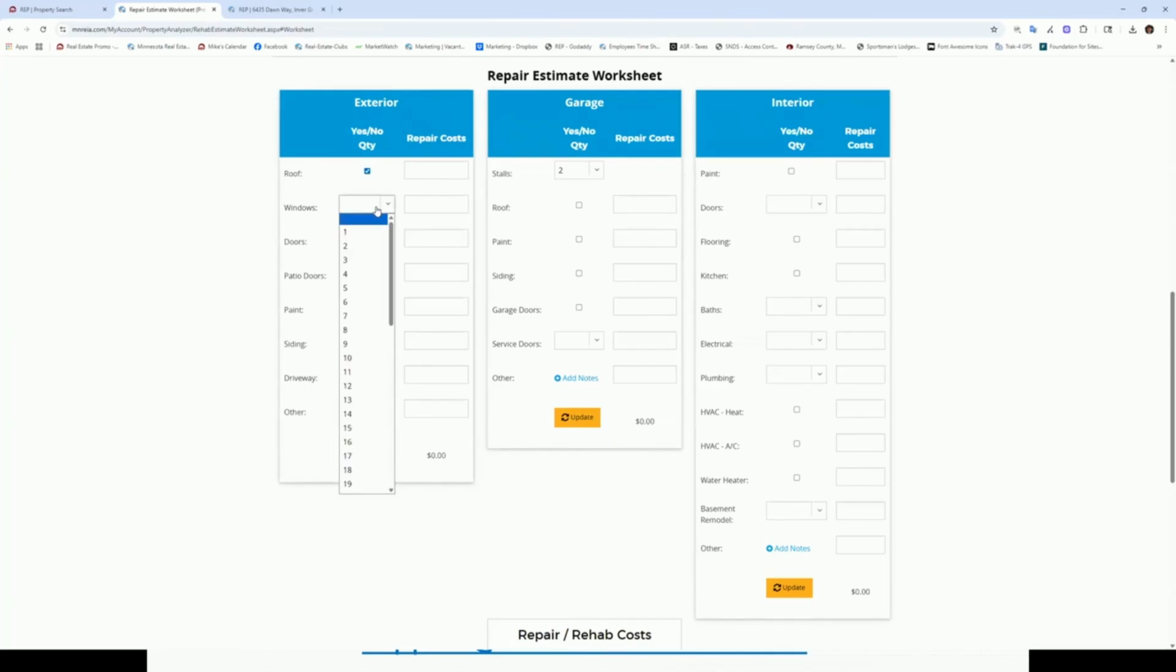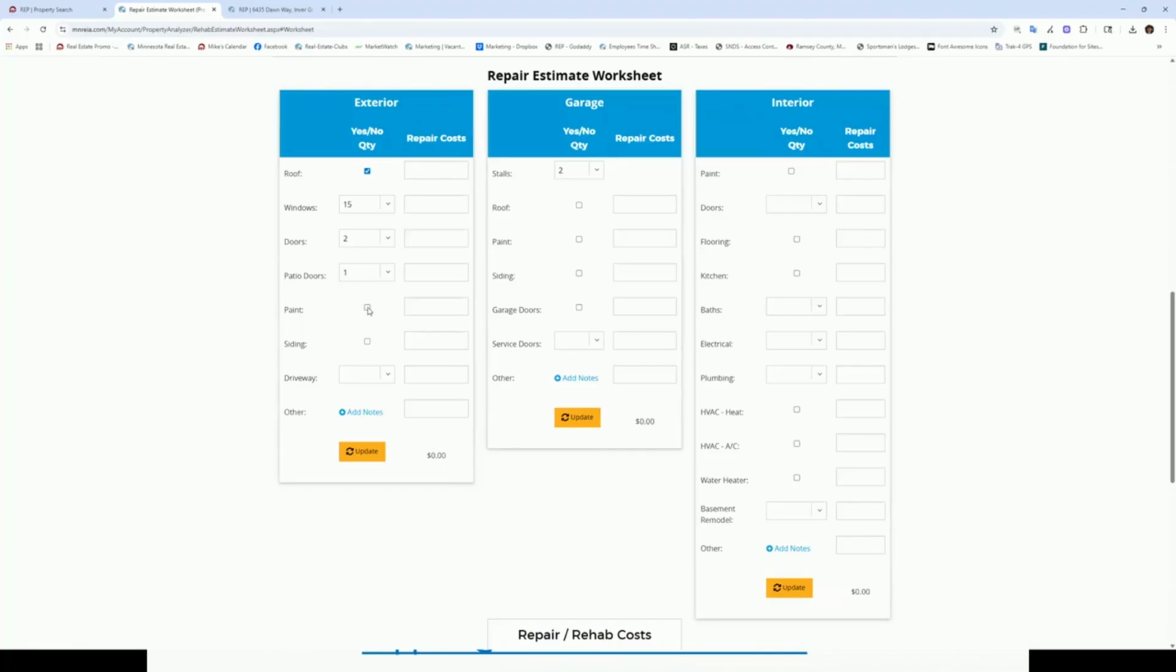Windows, I would count how many windows in the property need to be replaced. And let's say I want to replace all the windows. Maybe I walked around and counted 14, 15 windows. And then doors. These are the exterior doors, because the section that we're going through right now is all exterior stuff. Let's say there's two doors, a front door and a back door. If we had a patio door and we wanted to replace that, we could just select a patio door.